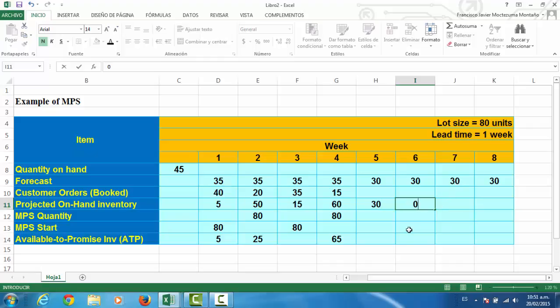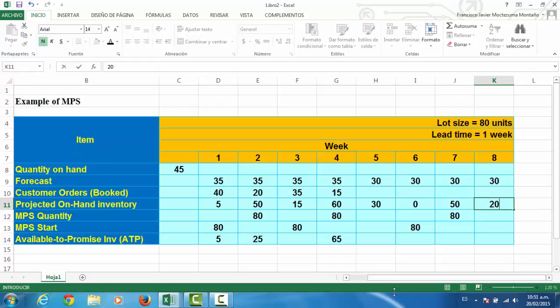For week number 7, we need to ask for another lot size, 80 units. We receive 80 units on week number 7 because of the lead time, 1 week. We supply 30 units, and we have on inventory 50 units. 80 units minus 30 units, we get 50 units. For week number 8, we need to supply 30 units, but we have on inventory 50 units. So we don't need to ask for another lot size. We just supply 30 units, and we will get on week number 8 an inventory of 20 units.